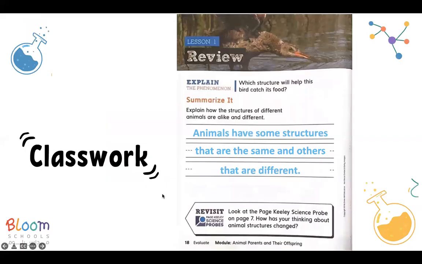Next, we did the book. We answered this question on page number 18. Explain how the structures of different animals are alike and different. So the answer can be: animals have some structures that are the same, and others that are different. So you can pause the screen and write the answer.